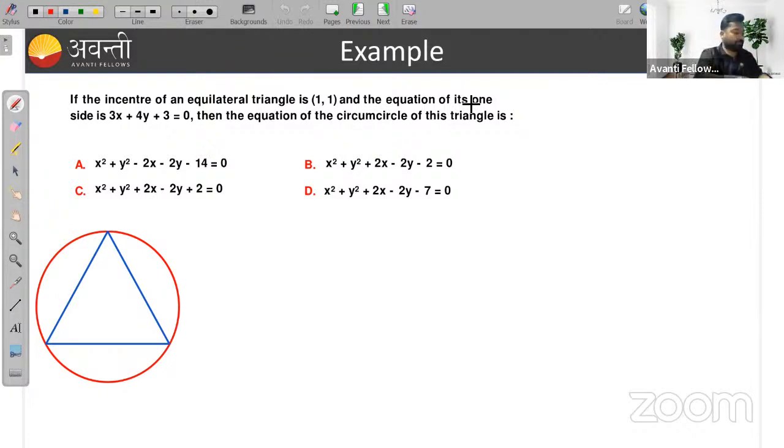Tell me. Does anyone of you know what is incenter?